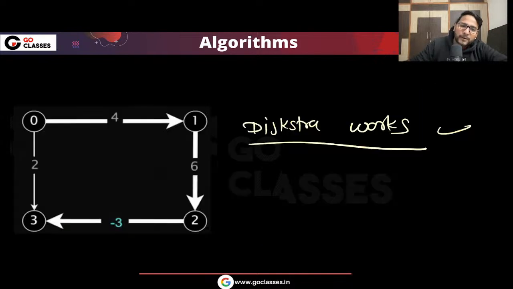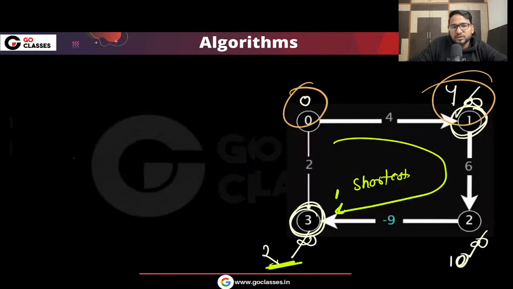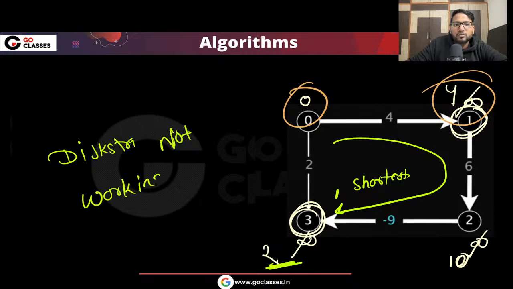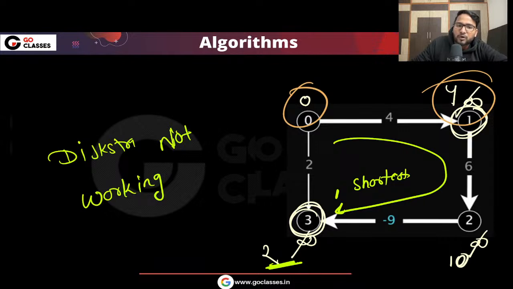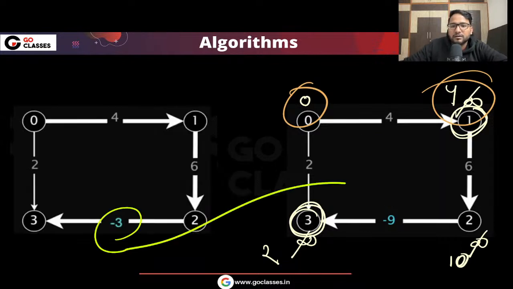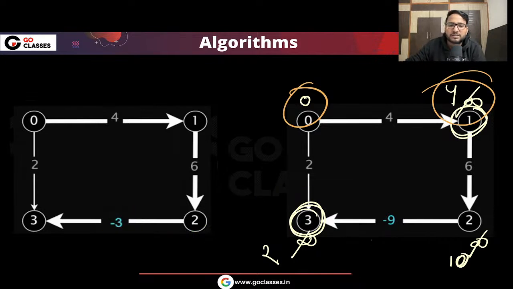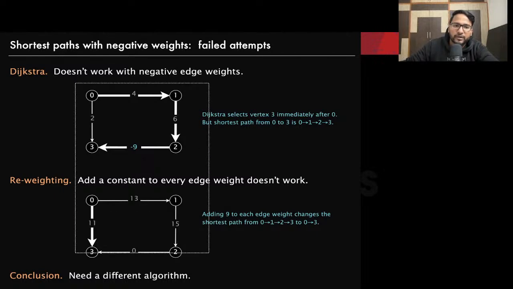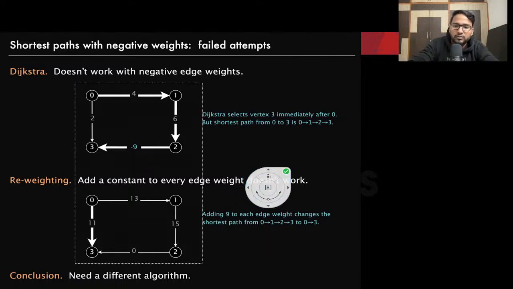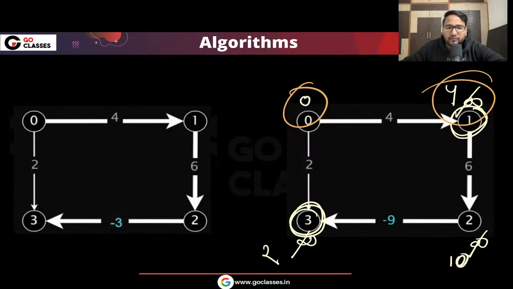See, in this particular example, Dijkstra is working. But in this particular example, Dijkstra is not working. So earlier Dijkstra was working, and now Dijkstra is not working, just because I have modified this -3 to -9. So what do you think is the reason? These are the 2 examples we have taken. In one example, Dijkstra is working, and in another example, Dijkstra is not working.